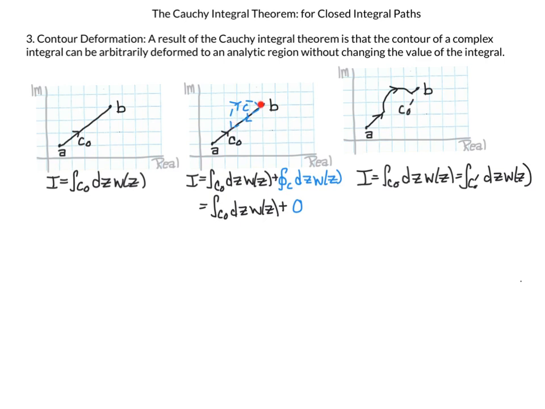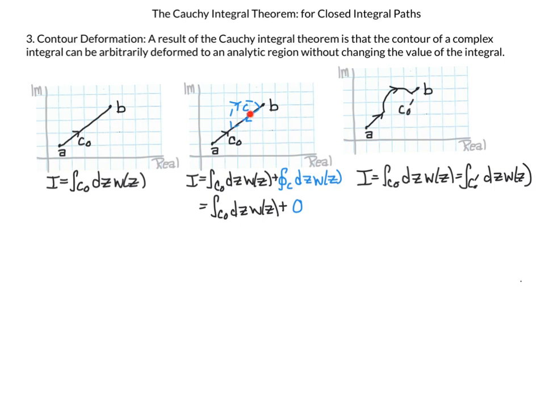Now, as long as our closed curve C is somewhere in the area where our function w of z is analytic, any integral over this closed curve C is going to equal 0. So let's just assume that this area is an area where w of z is analytic, so I can just add this closed curve integral, the integral over the closed curve C of w of z, because it's going to equal 0 because it's analytic.